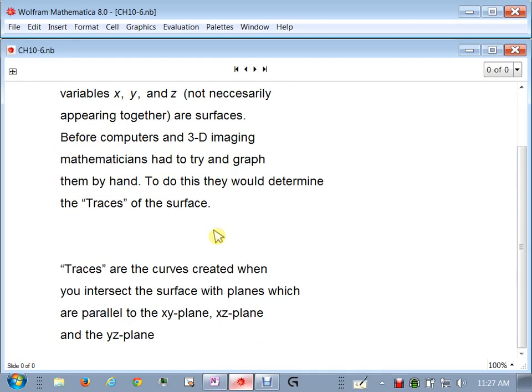Traces come from, if I take a 3D object, something in 3D space, and imagine taking the XY plane and moving it up and cutting my surface with a big knife that just comes through and cuts it parallel to the XY plane. When I cut through it, where I hit the object, what shape is it? And then if I come through with the XZ plane and cut it this way, what shapes do I get? And then if I cut it with the YZ plane, what shapes do I get? Those are called the traces.